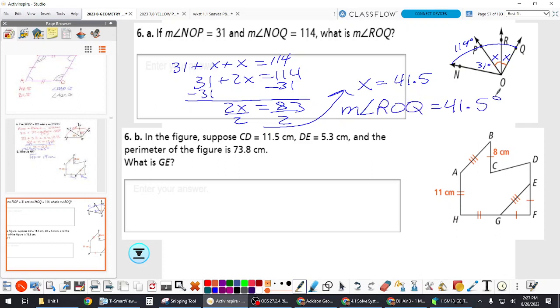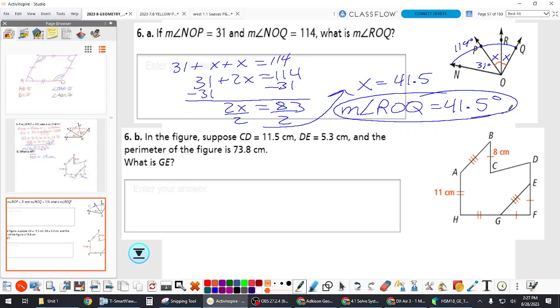So that's 41.5 degrees. That's where you should end up, right? We weren't asked to find X. We were asked to find the measure of angle ROQ. Angles are measured mostly in degrees. As you move through math, you'll learn about radians, but we're not studying radians.